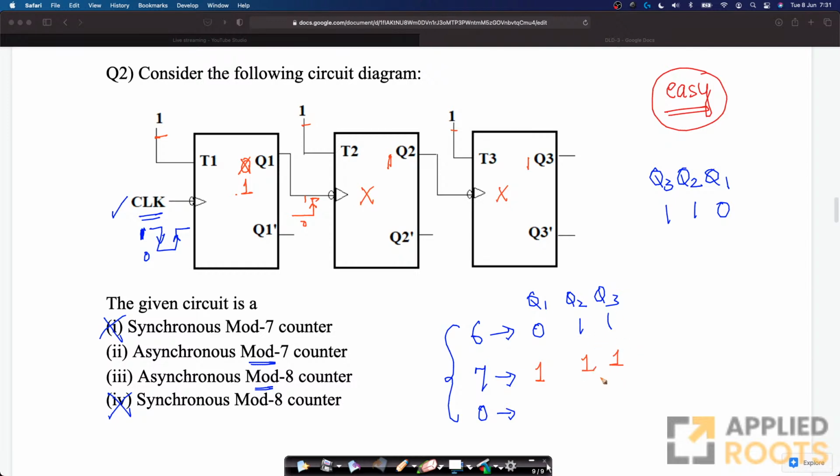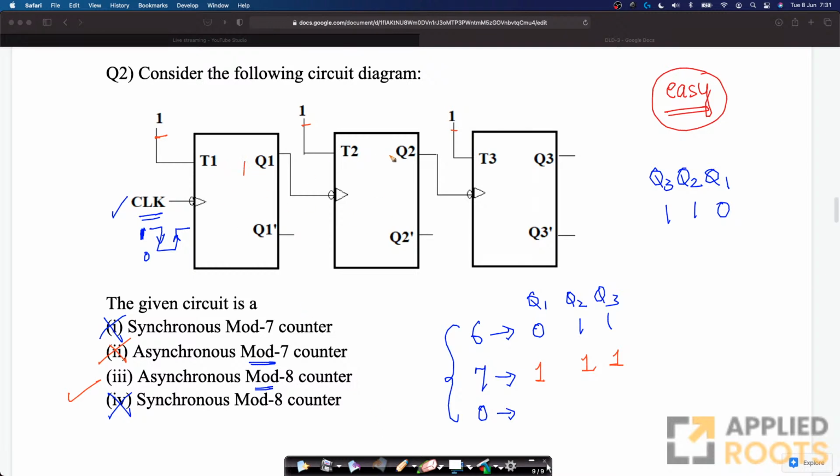So after 6, what you're getting is 7. Right? If you're getting 7, it can't be a mod 7 counter. Simple. It has to be a mod 8 counter. Again, let's just check that just to be sure. Those of you who are confused, you don't have to check it because that's the only option left. But let me just help you with it so that you understand how to analyze these circuits better, right?